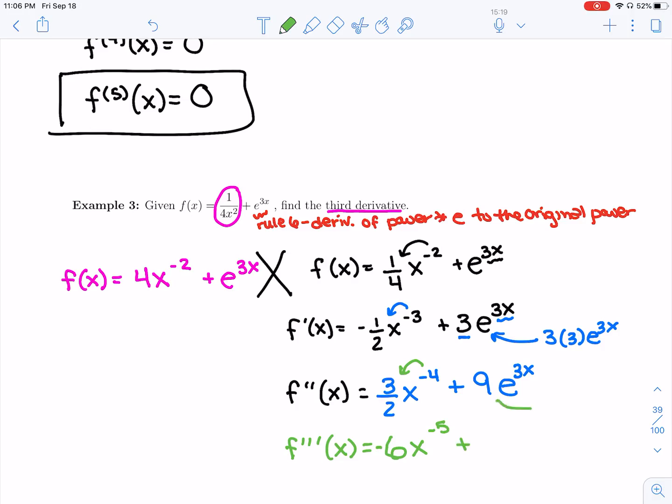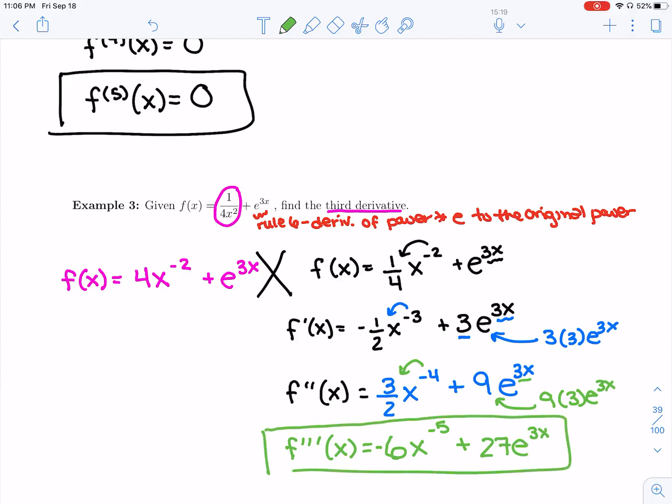Plus, and again, I can do some side work here. I'm going to keep my constant multiple 9. Take the derivative of the power. Derivative of 3x is 3. And e to the original power. So that's going to leave me with 9 times 3 is 27, e to the 3x. And there's my third and final derivative.